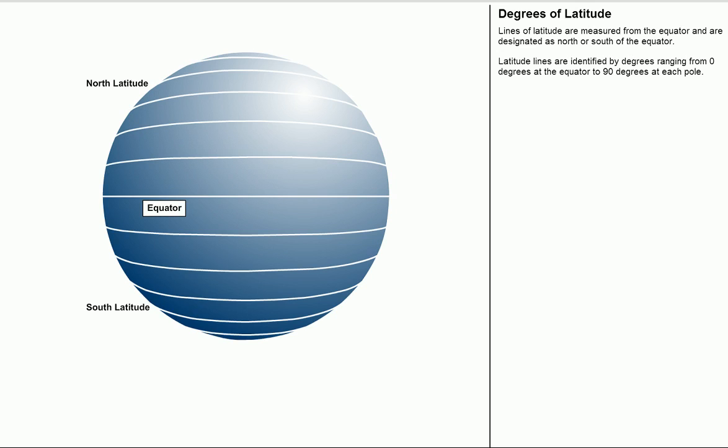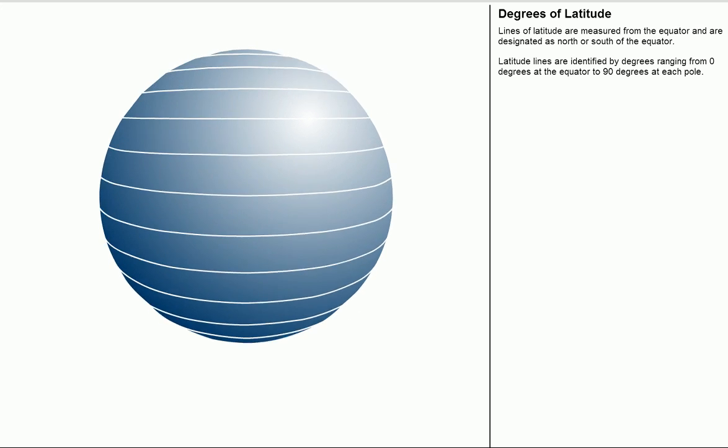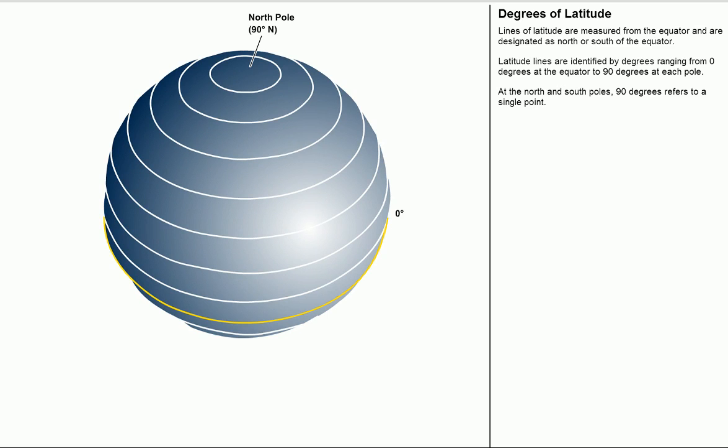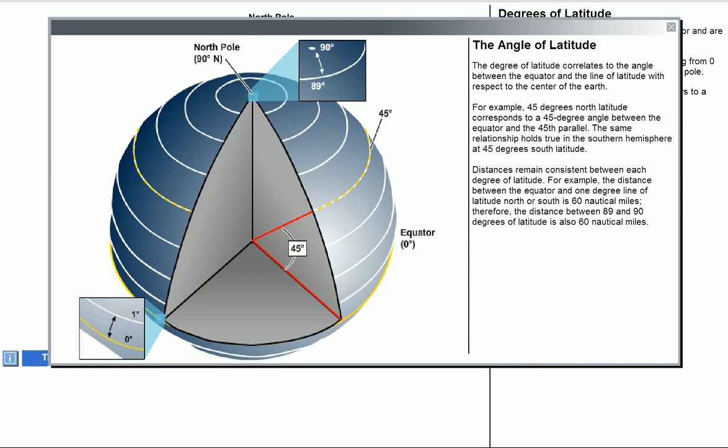Latitude lines are identified by degrees ranging from 0 degrees at the equator to 90 degrees at each pole. At the north and south poles, 90 degrees actually refers to a single point. The degree of latitude correlates to the angle between the equator and the line of latitude with respect to the center of the Earth. For example, 45 degrees north latitude corresponds to a 45-degree angle between the equator and the 45th parallel. The same relationship holds true in the southern hemisphere at 45 degrees south latitude.